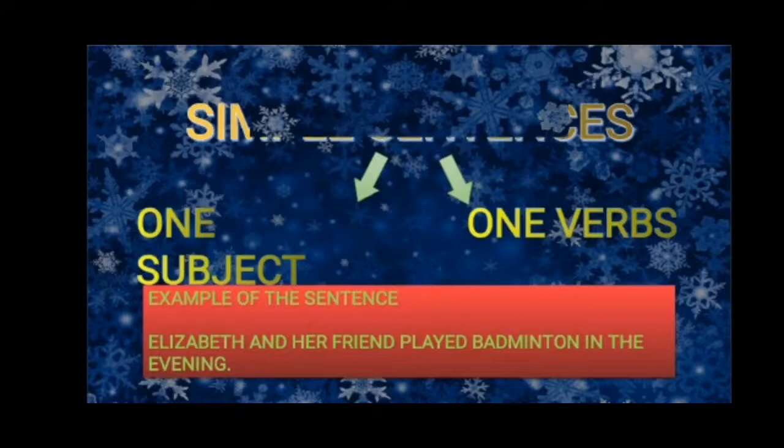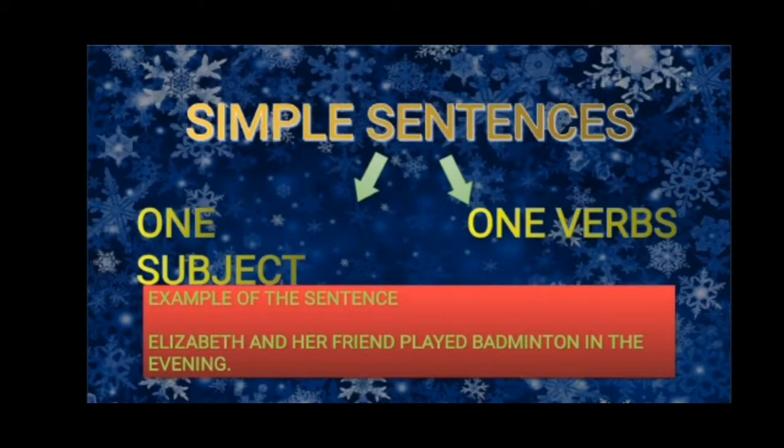Let's go to the first sentence structure, which is the simple sentence. A simple sentence contains one subject and one verb. For example here, Elizabeth and her friend played badminton in the evening. Elizabeth and her friend is a compound subject, and played badminton is a verb.